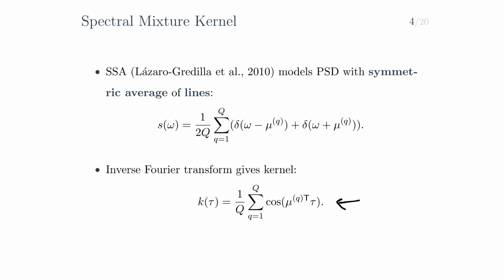In general, this is a pretty powerful representation. But if we only have a few lines, a few components, then that means that we assume that the underlying function is a sum of only a few sines and cosines. And that's quite a strong parametric assumption.